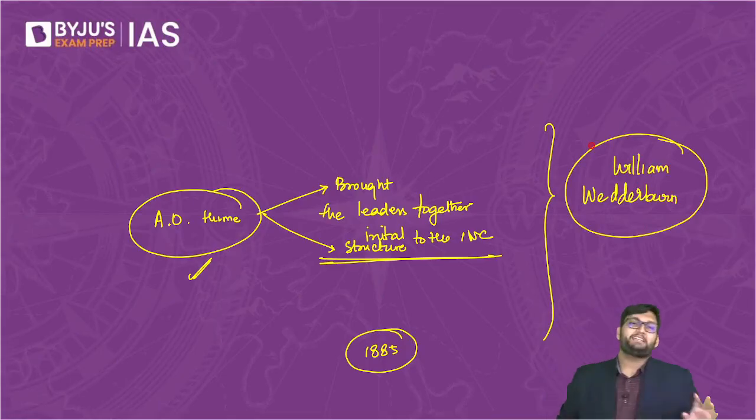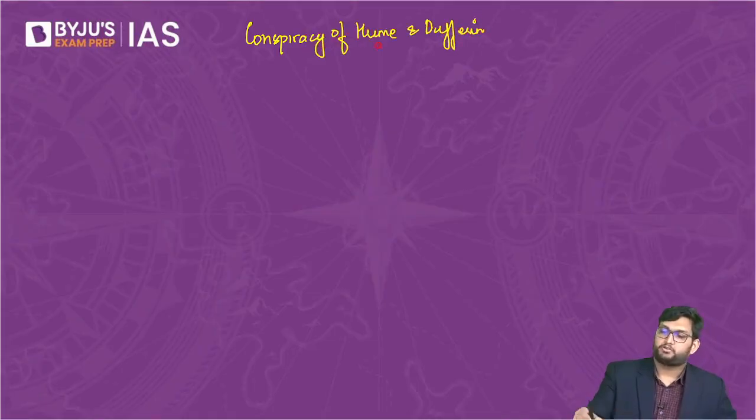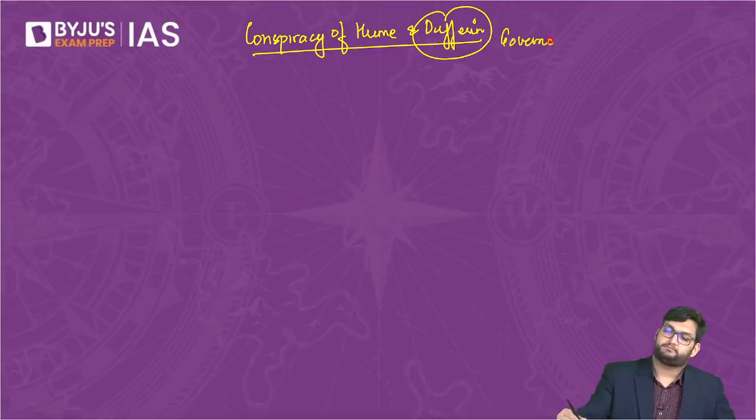Now he is writing this in 1902, 1903. By this point of time, the INC has become a little bit bigger. And William Wedderburn talks about what is called the conspiracy of Hume and Dufferin. Dufferin is the Governor General and Viceroy.